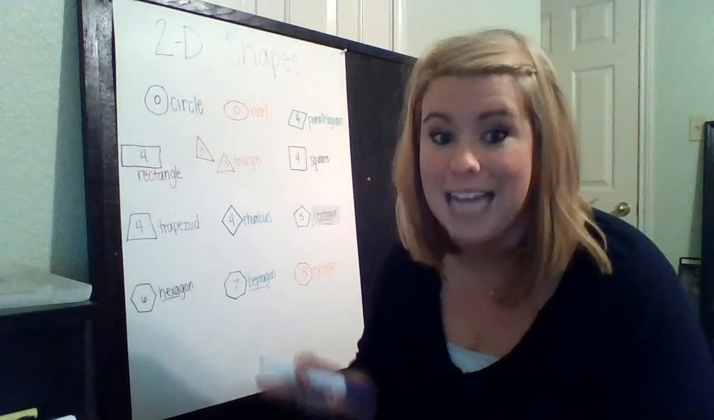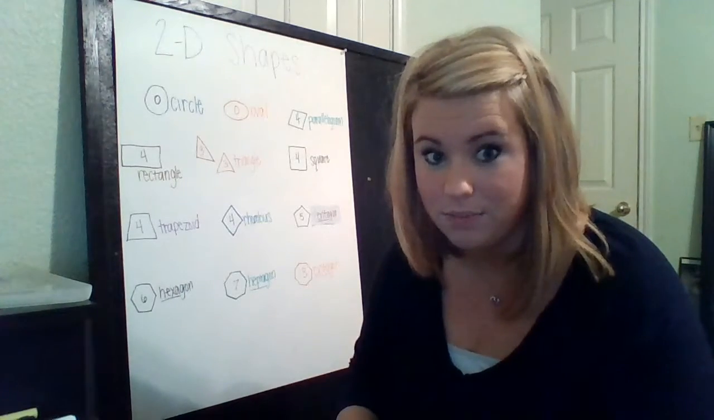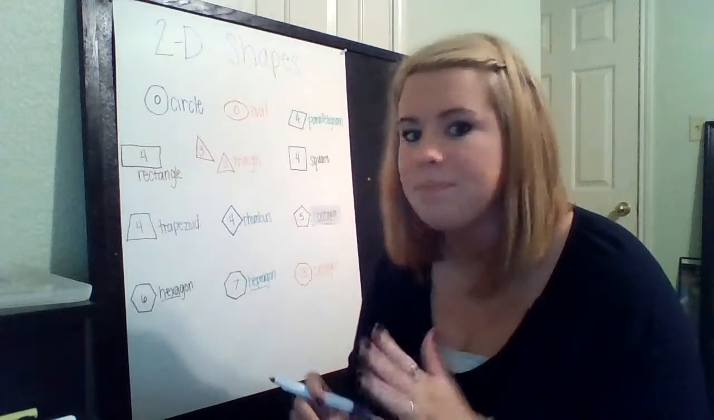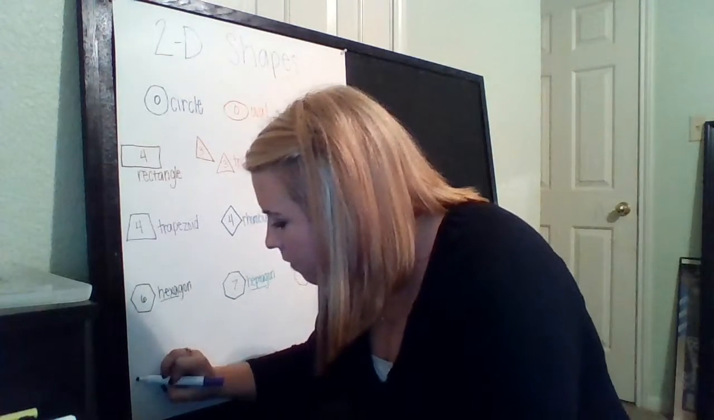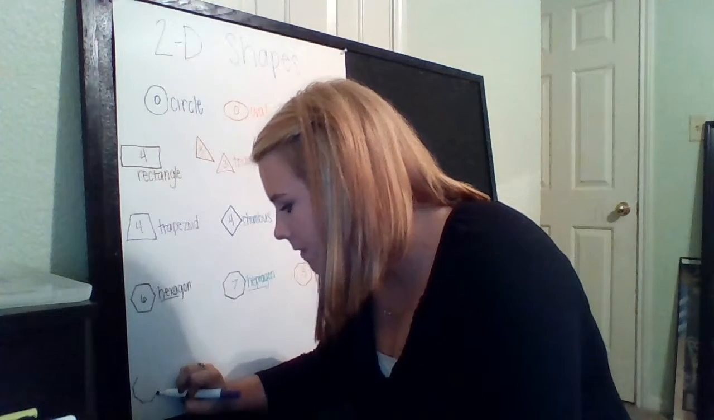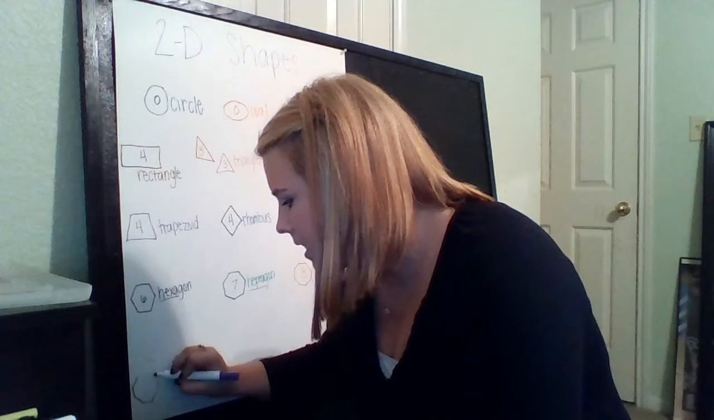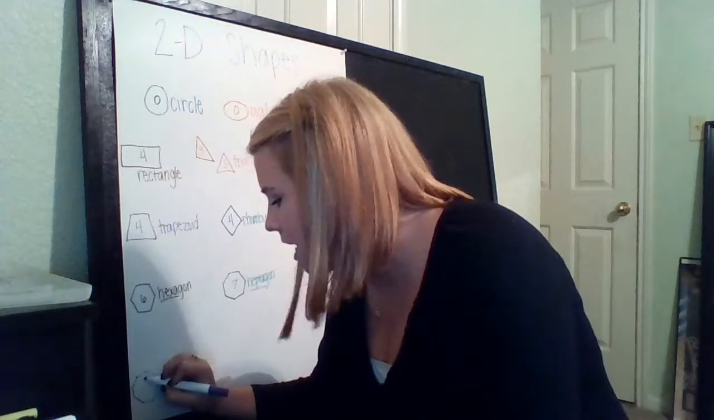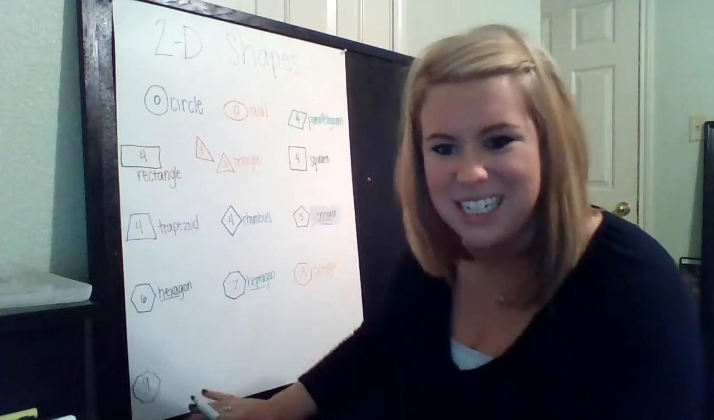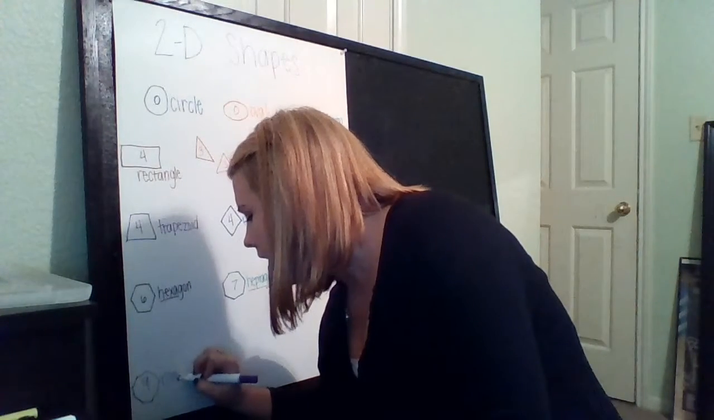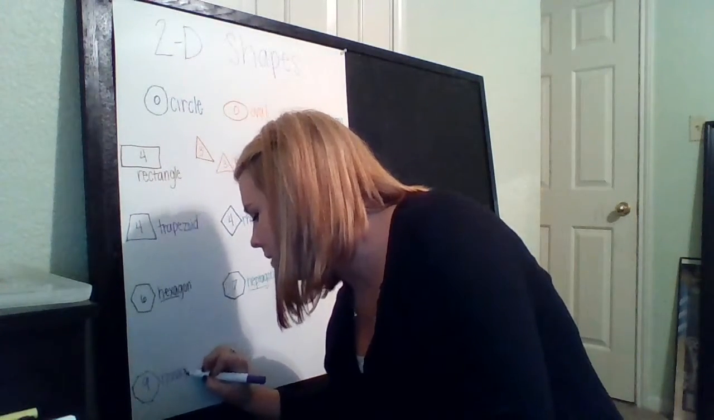So we're going to draw a 9-sided polygon, which is called a nonagon. Kind of close to 9, but a little bit different. So we're going to have 1, 2, 3, 4, 5, 6, 7, 8, 9. 9 sides. Can you see it down there? It's kind of hard. And then I'm going to write nonagon.